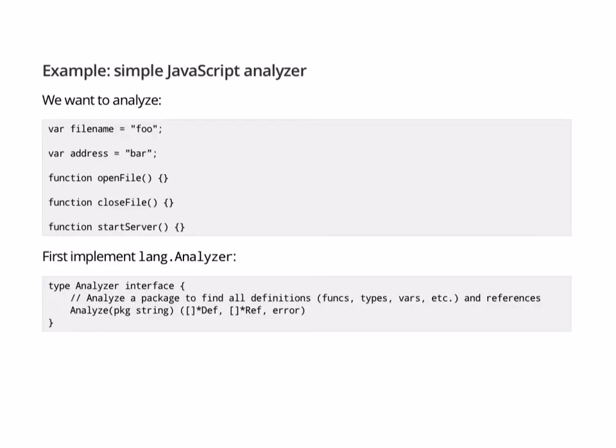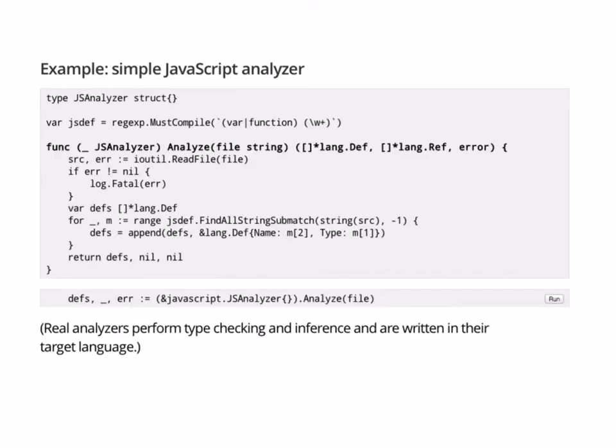And let's make a really simple analyzer. We have a sample JavaScript code file with some variables, some functions, open file, close file. And let's say that this is a real file and we want it to be on Sourcegraph. We want to be able to find how does everyone else use open file, what other projects call start file, and so on. So we want to implement JavaScript support for Sourcegraph. And the way to do this, again, is by implementing lang.analyzer and having it understand JavaScript.